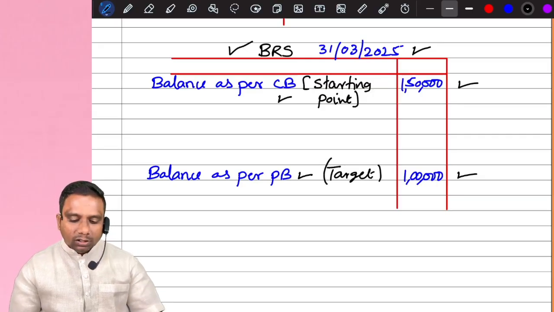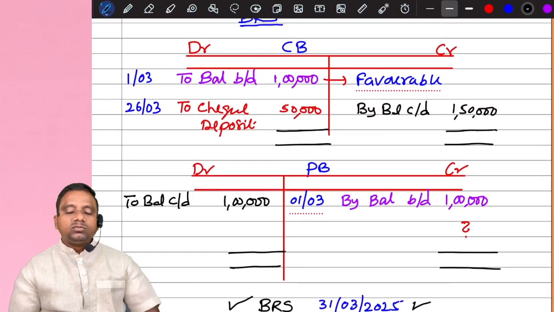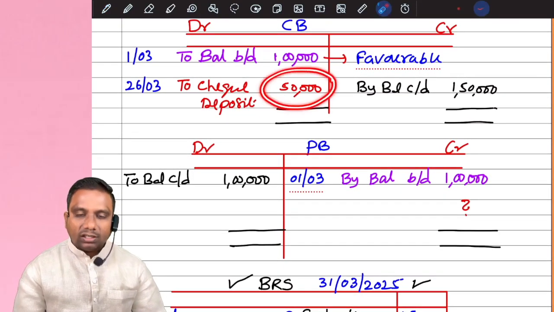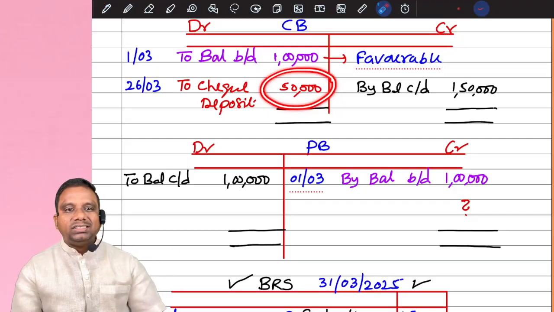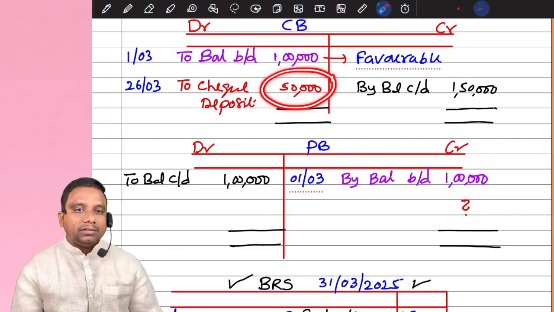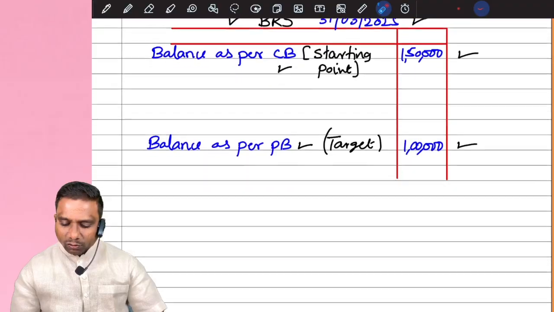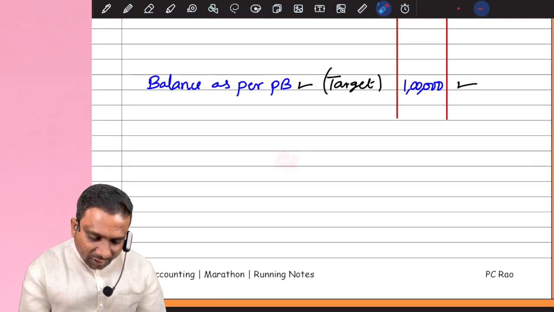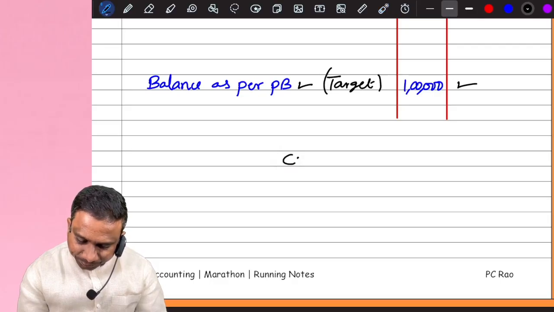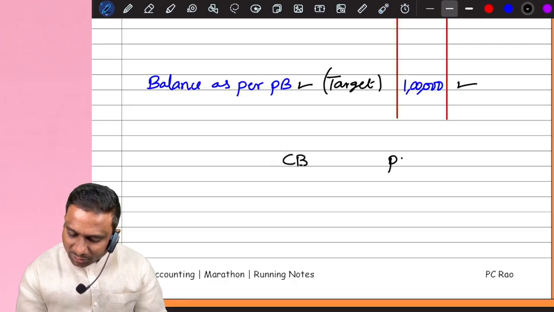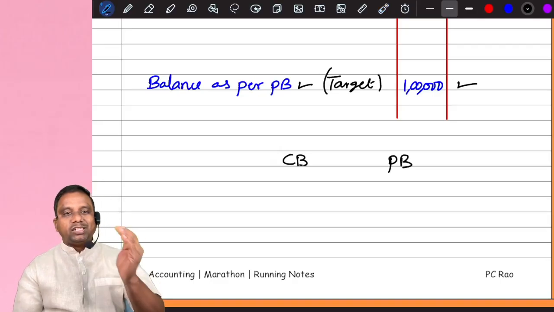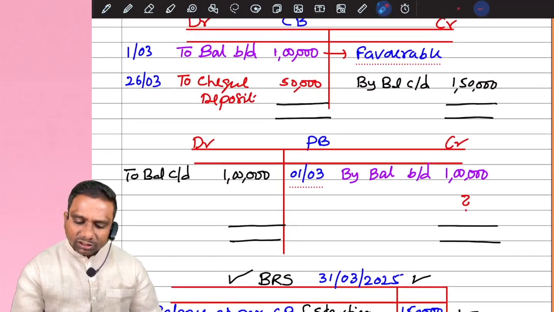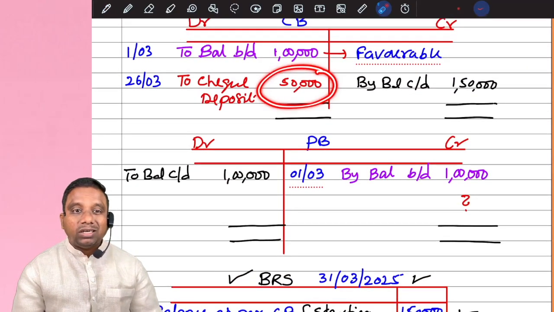Yes, sir. Now observe here. What is the reason? Check deposited but not collected. You write down like this, a small working note to be prepared: cash book and passbook. See the reason. The reason is check deposited into bank but not collected.